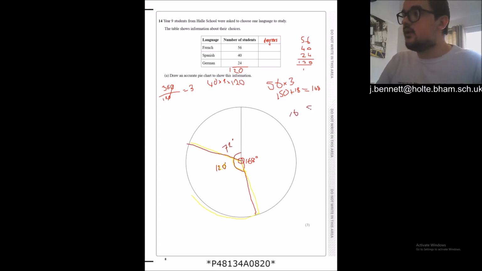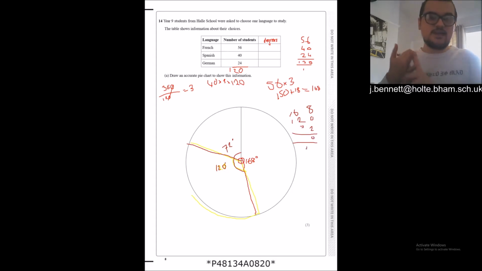So we're going to add our numbers together: 168, 120 and 72. 8 plus 2 is 10. 6 plus 2 is 8. 8 plus 7 is 15, plus our 1 is 16. We carry our 1 over. 1 plus 1 plus 1 is 3. So we have 360. So this is how you would do that question using your protractor. Let's go to the next question.